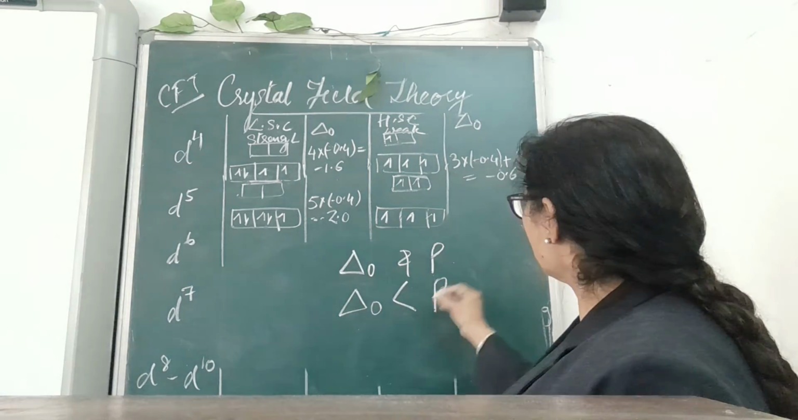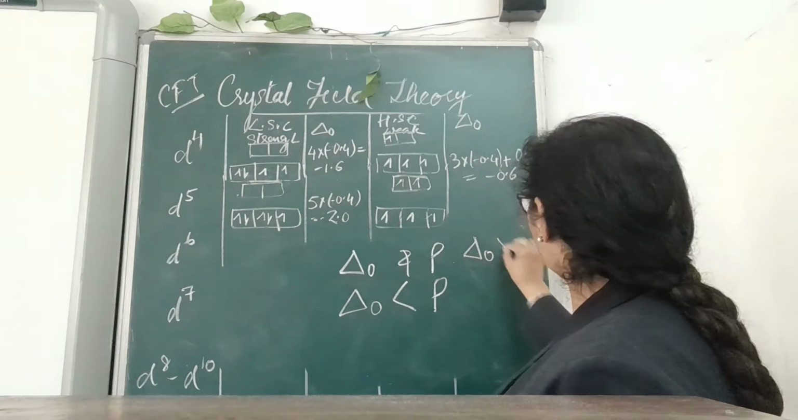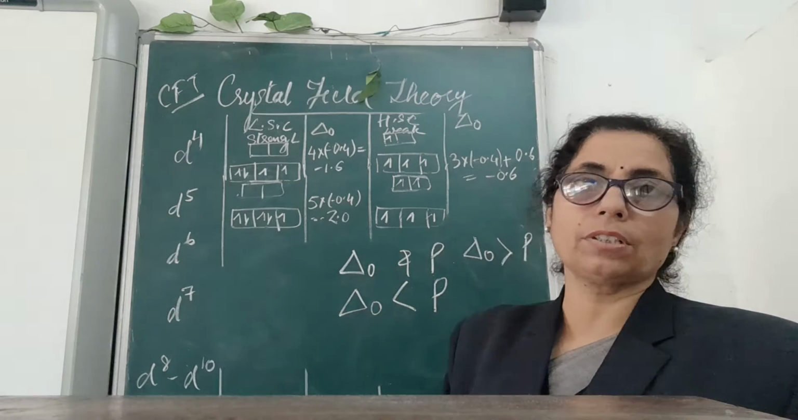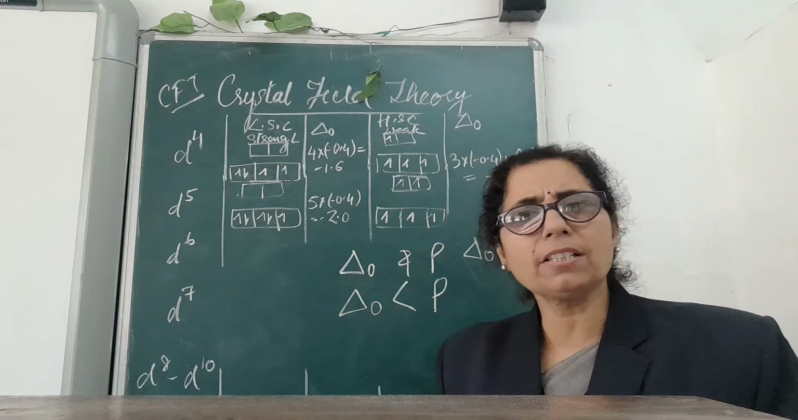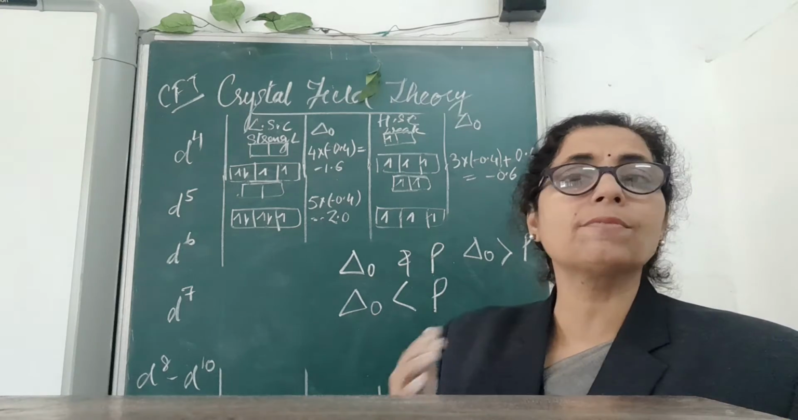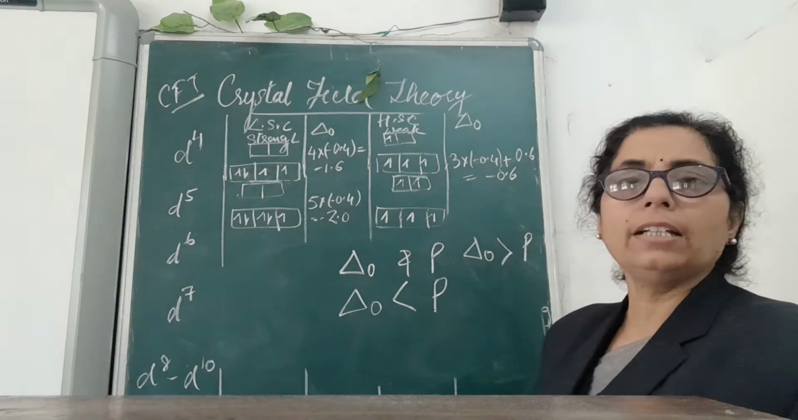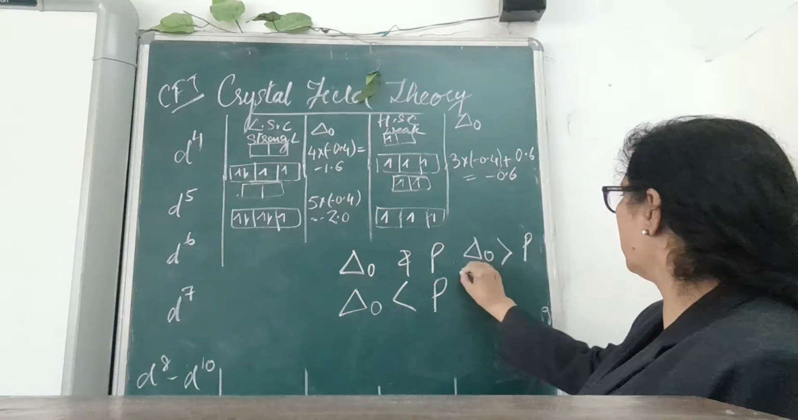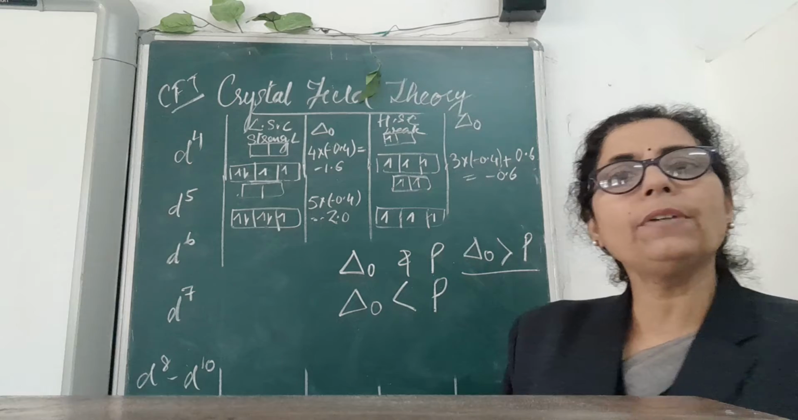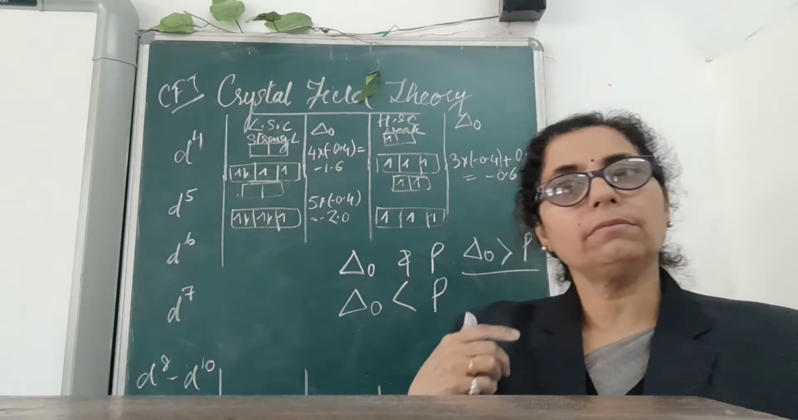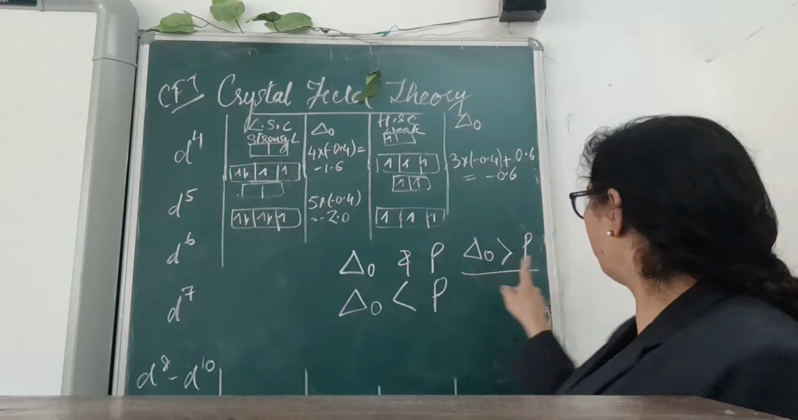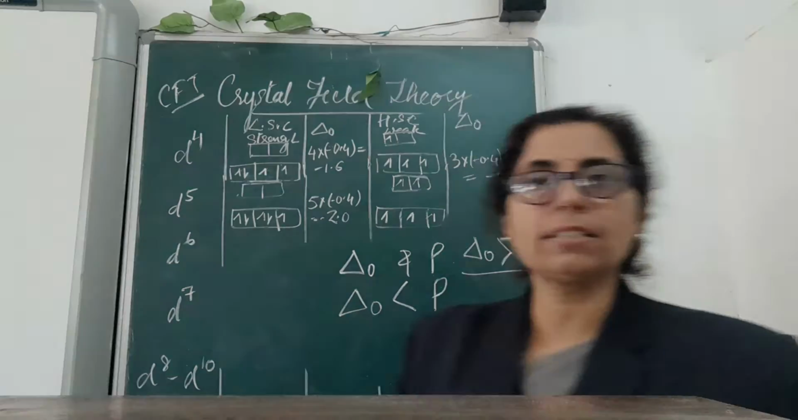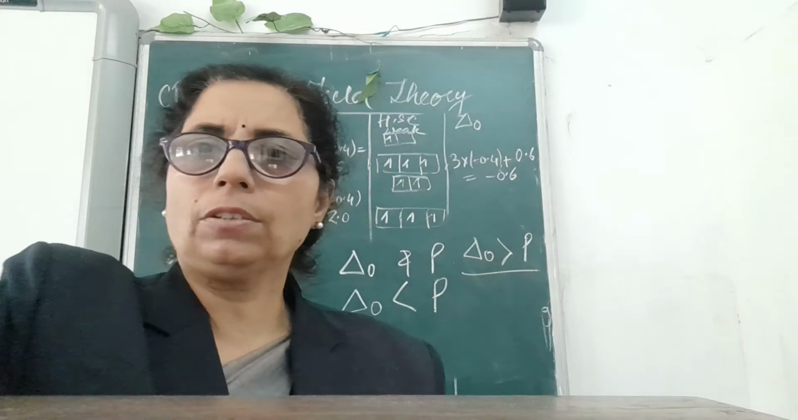In the same way, if delta naught is greater than P, that means the energy required for pairing the electron is less, since the energy required for splitting is more. In this case you can see the energy required for pairing is less. Then what will it form? It will start pairing if the energy of pairing is less. So in this way also you can understand the concept of crystal field theory.